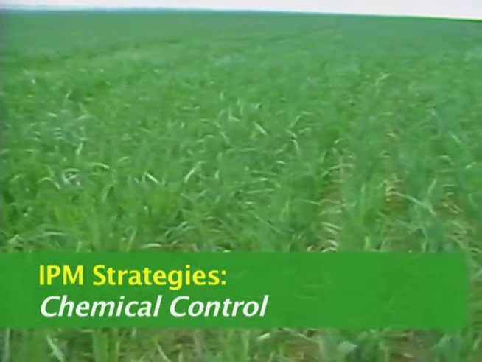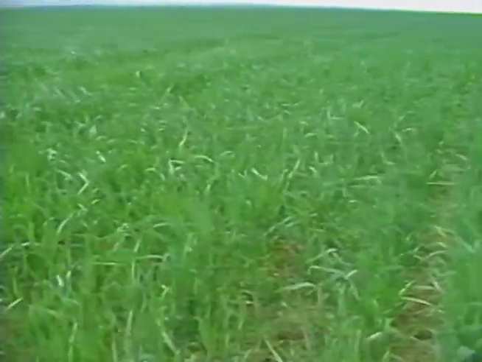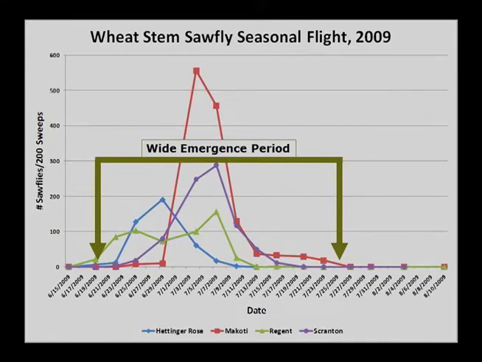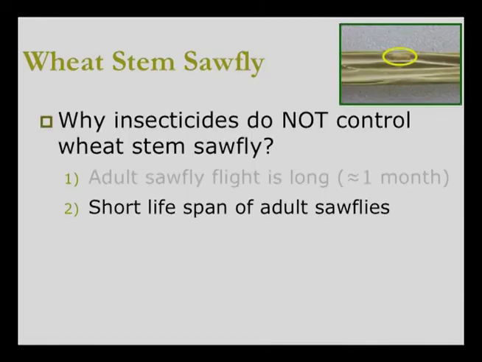Insecticides generally have not been effective against wheat stem sawfly. Possible reasons why insecticides are ineffective for pest management of wheat stem sawfly include: 1. Emergence period of adults is long, up to 1 month.